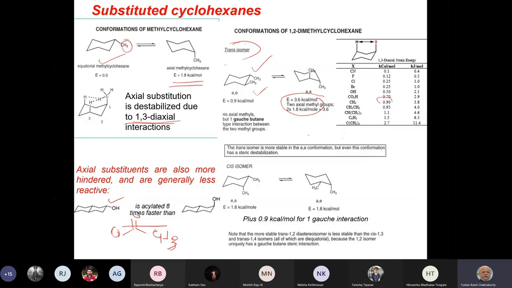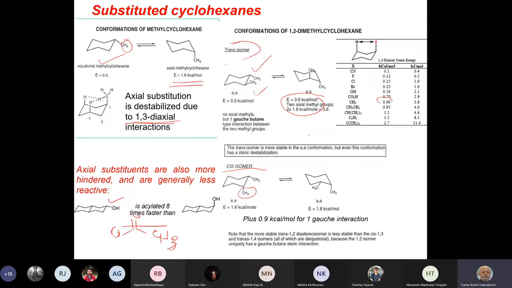If you have a cis isomer, then they are identical, both of them. Both of them have one axial bond, so it gives rise to 1.8 kilocalorie per mole interaction, and also 0.9 kilocal per mole Gauche interaction. So from here we went to how to draw the structure.